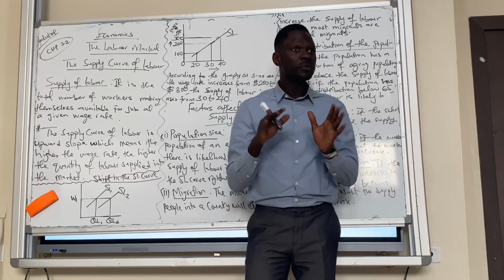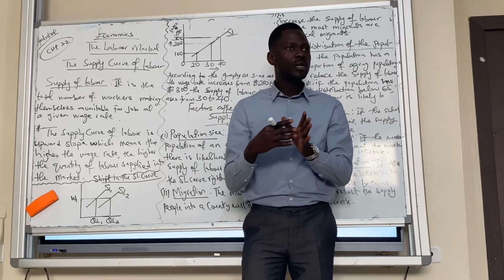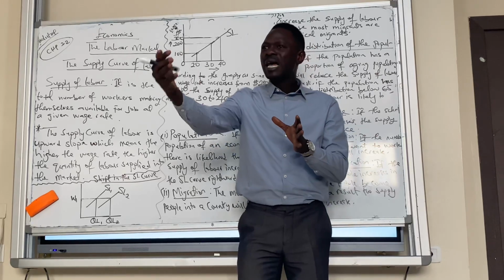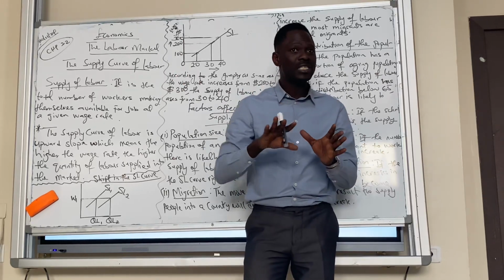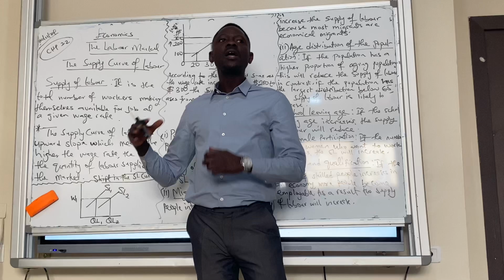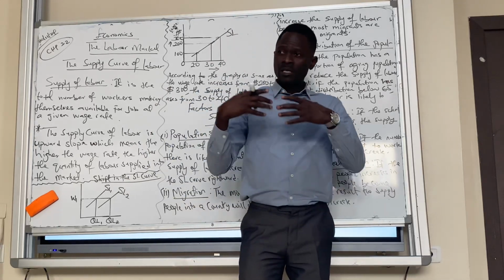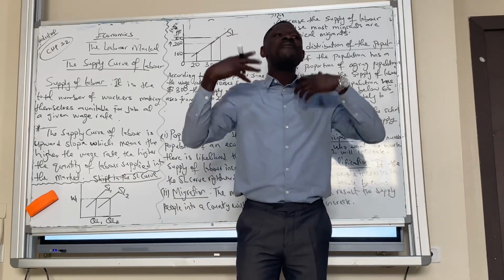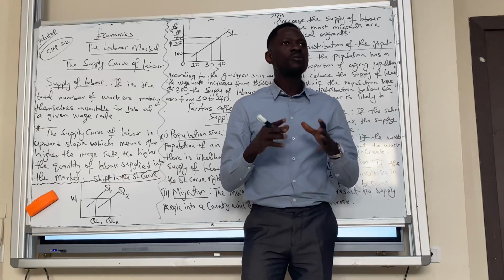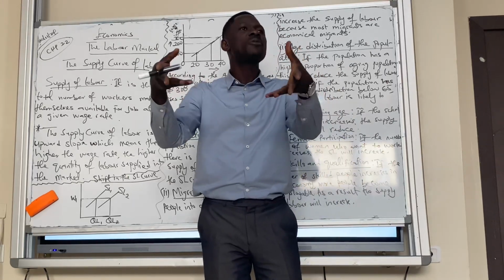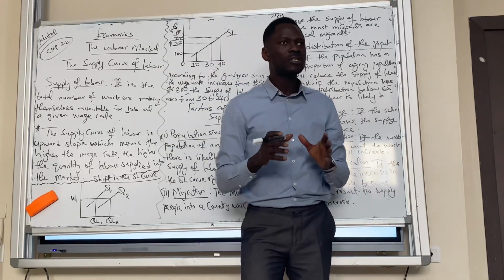Demand for labor is different from supply of labor. Demand for labor is the total number of workers firms are willing to employ at a given wage rate. But supply of labor is simply talking about the number of workers that are making themselves available for a job at a given wage rate. So we are making ourselves available for a job. That is supply of labor. Do we get supply of labor here?